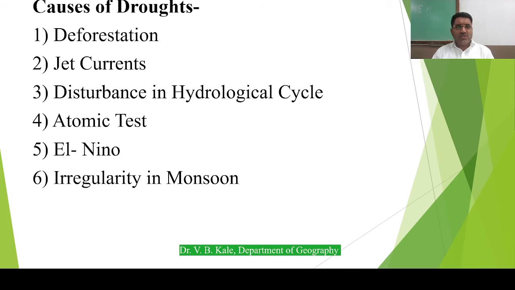As we know, forest always supports rainfall because it maintains the humidity in the climate, which supports the rain. But due to the deforestation, particularly in the barren land, there are droughts.